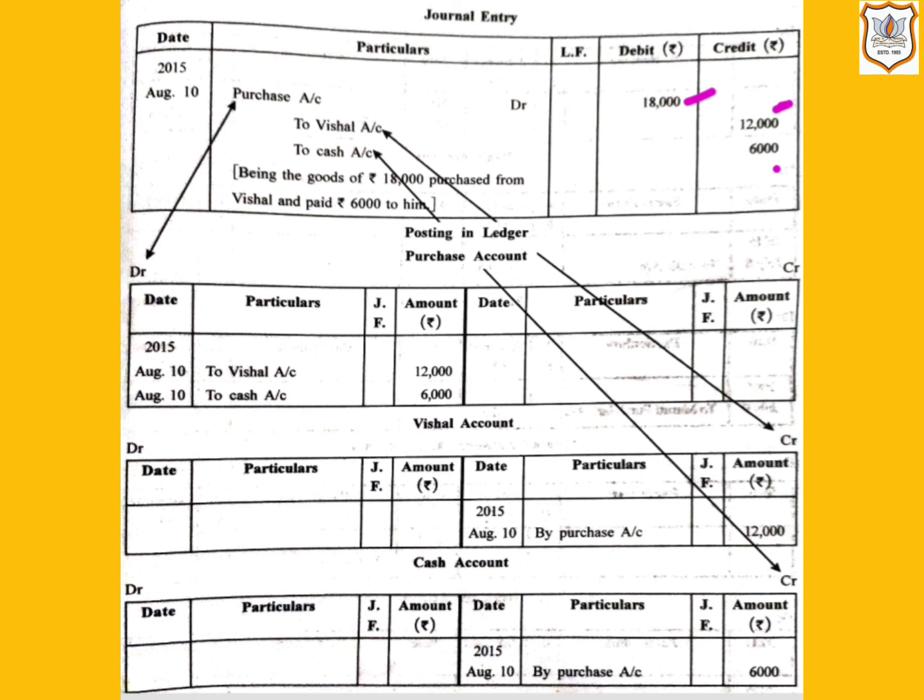But in purchase account, while posting in an account affected on opposite side, there are two accounts, Vishal account and cash account, 12,000 and 6,000 respectively. And so, they have to be shown. By this posting of purchase account of rupees 18,000, that is 12,000 plus 6,000 will be completed.